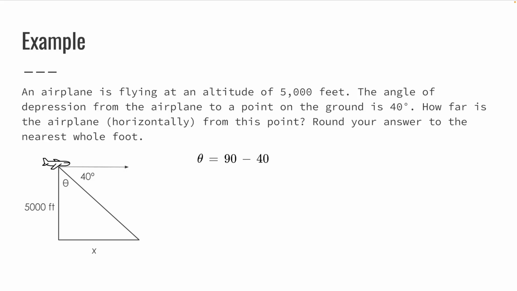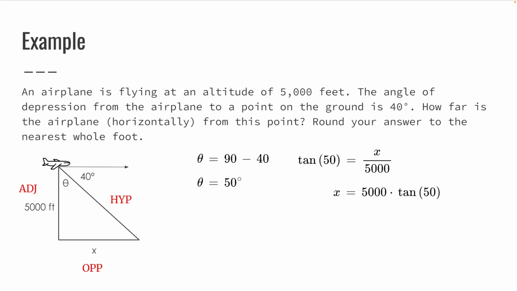And so I can do 90 minus 40 to tell me that theta is 50. And now that I know that angle, I'm going to solve my trigonometry question. Based off that angle, this is my hypotenuse, this is my opposite, and this is my adjacent. So I'm going to be using opposite and adjacent, which is my tan function. So tan of 50 equals x over 5,000. When I cross multiply, I get x equals 5,000 times tan 50, which gives me 5,959 feet when rounded to the nearest whole foot.